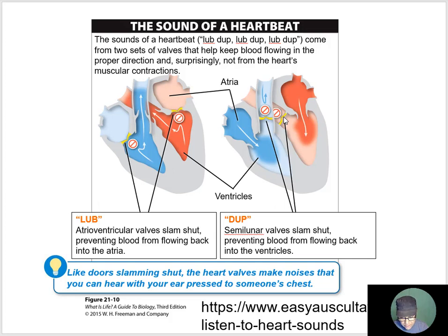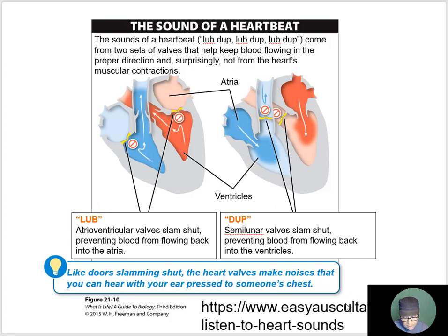And so the semilunar valves slam shut, preventing blood from flowing back into the ventricles, and you can see them here as well when we look at the heart. And so that's what the sound of the lub-dub is. It's like doors slamming shut. The heart valves make noises that you can hear with your ear pressed to someone's chest. And you're going to hear that in real time in your lab today.